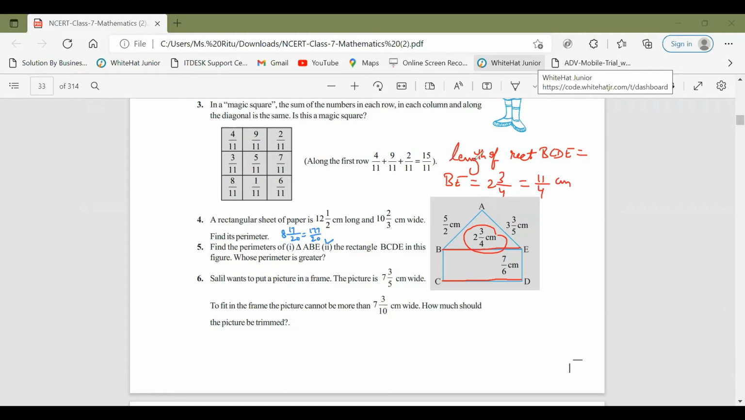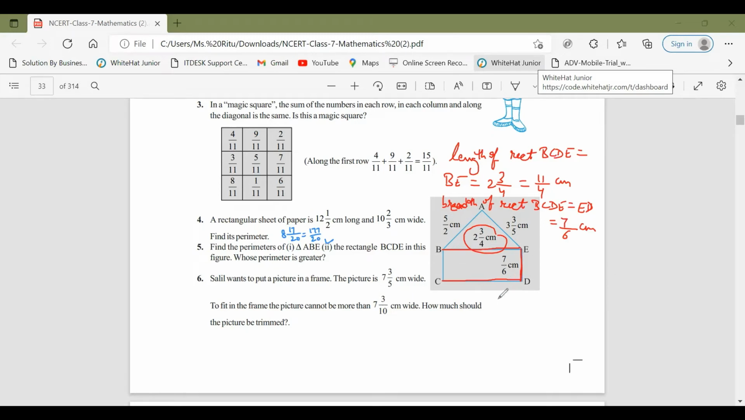Then at the place of length, you will write breadth. So breadth of rectangle BCDE is equal to, what's the breadth? Breadth is this, right? ED, which is equal to 7/6 centimeter. Now we are having breadth and length both. We will apply the formula of perimeter.